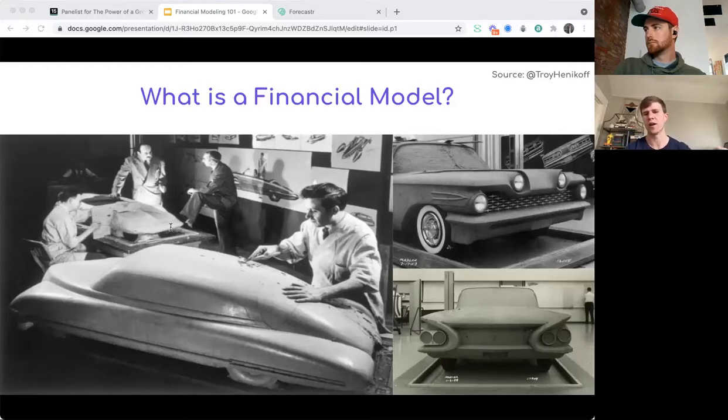So you'd have several iterations and millions of dollars later, and eventually you might have a car. This is absolutely crazy by today's standards, wasting a ton of time building all of these early models, risking lives in the process.